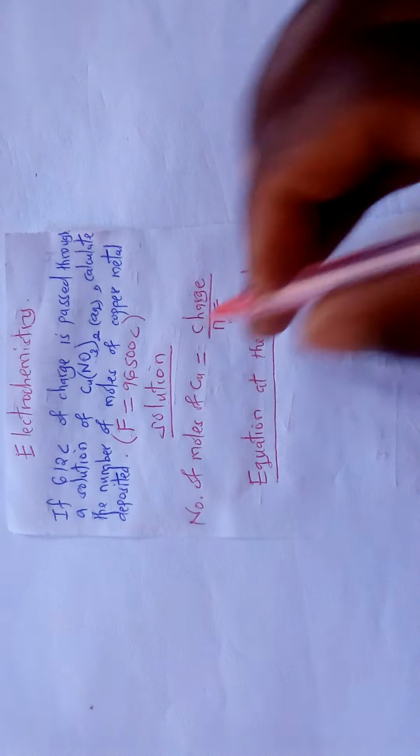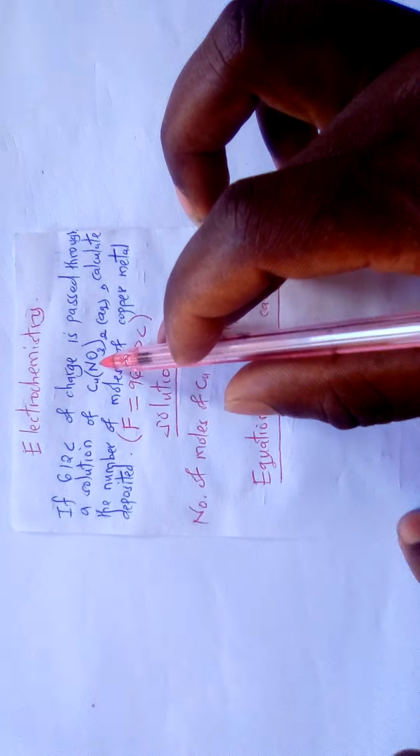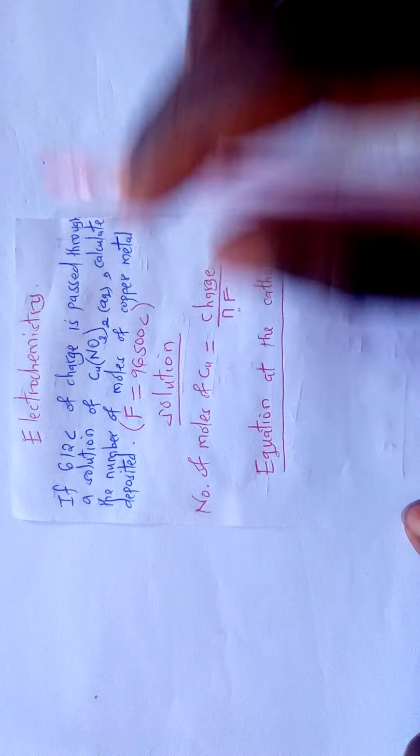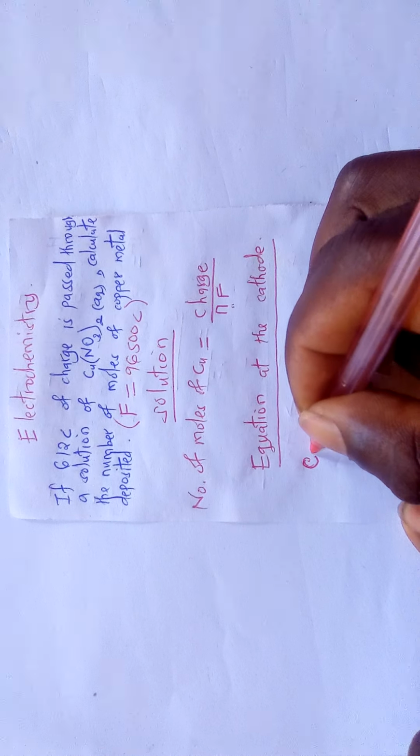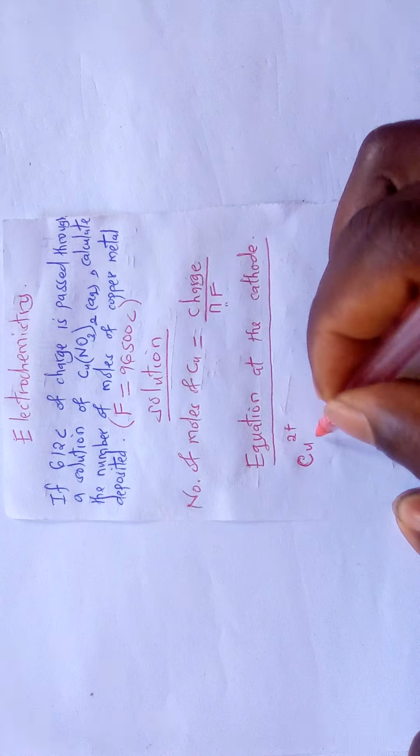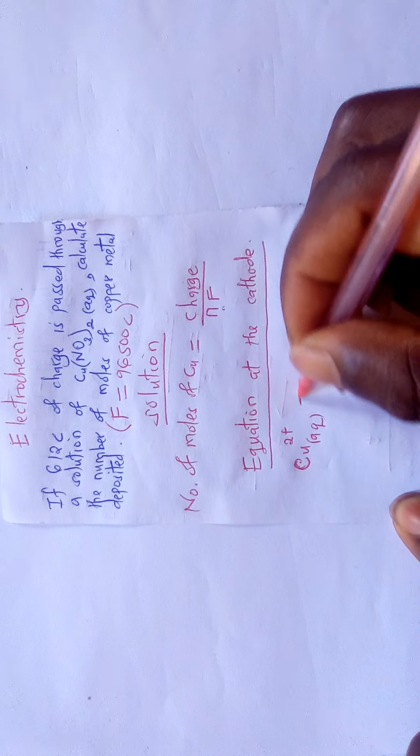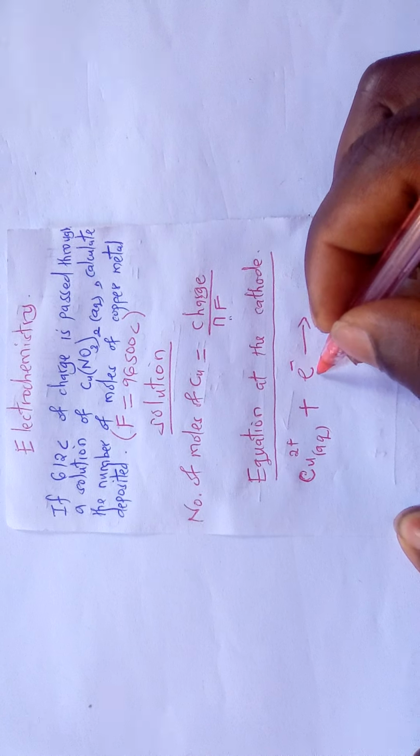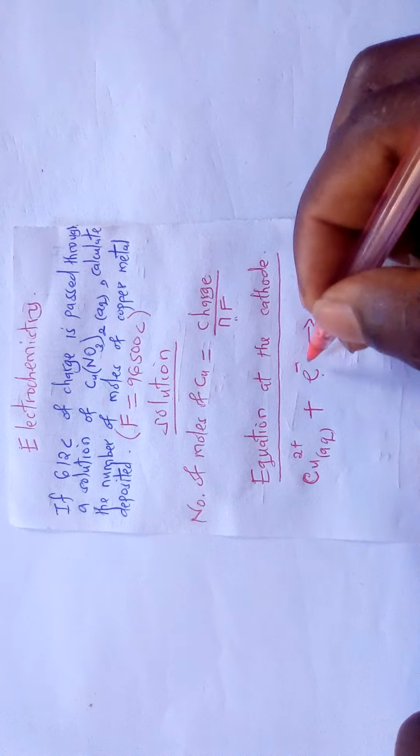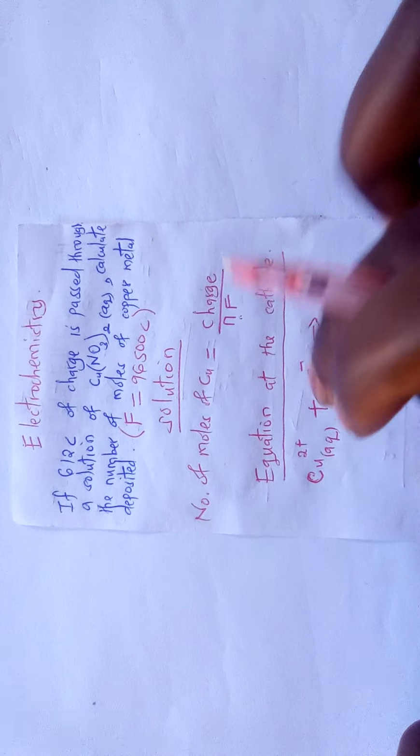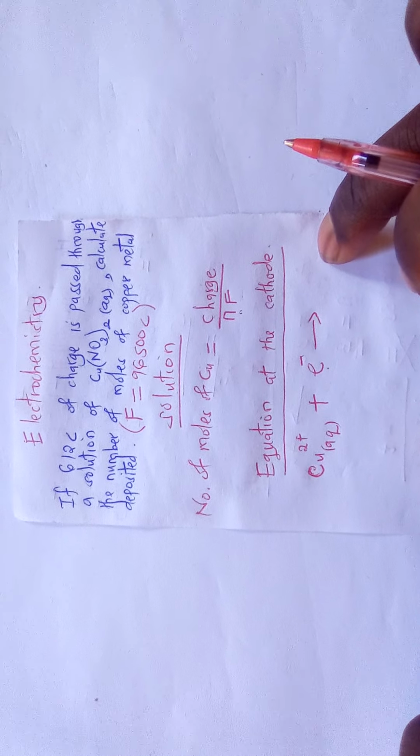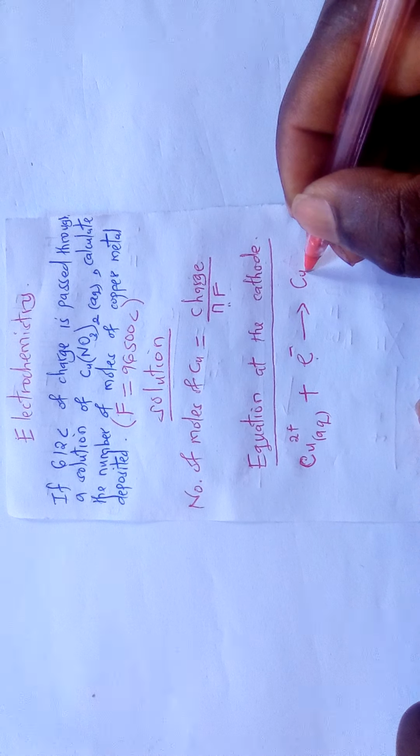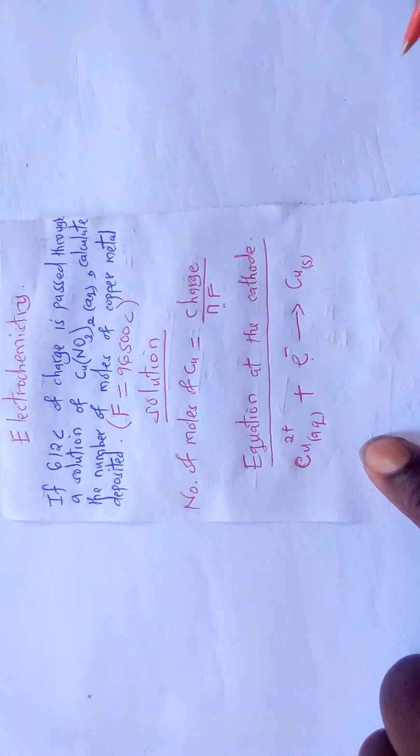Because it is copper, when you decompose copper nitrate, you shall come up with copper 2 ions, which are positively charged, so that is Cu2+ aqueous, plus electrons. Why electrons here? Because we've said that at the cathode electrons are gained, and to show that electrons are gained, you must write electrons at the reactant side but not the product side. That is very important. After gaining electrons, the copper will end up being solid.